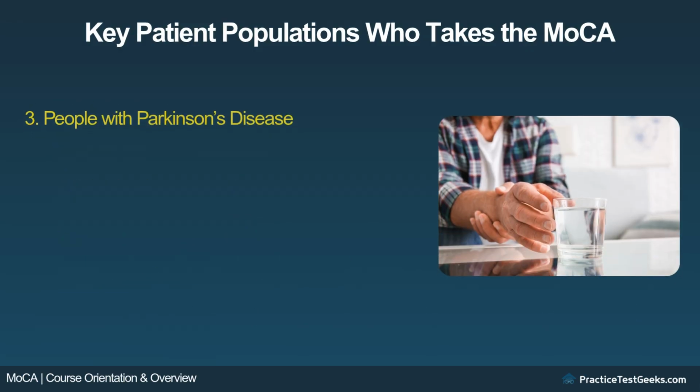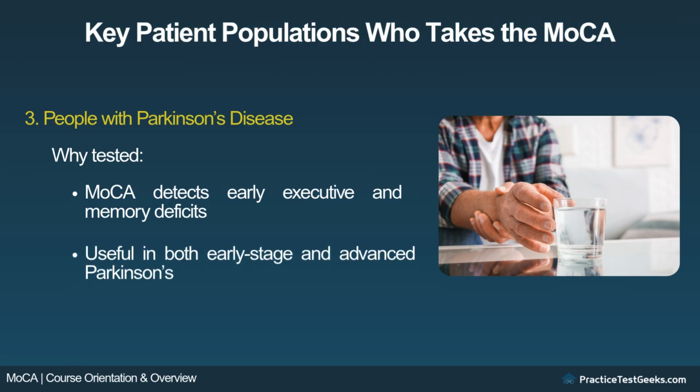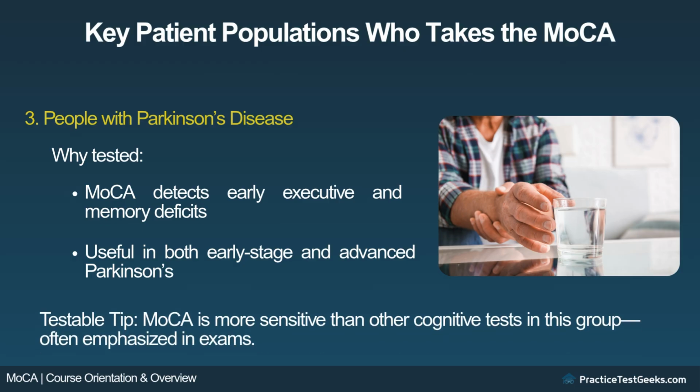3. People with Parkinson's disease. Cognitive symptoms can appear early in Parkinson's, even before motor decline becomes severe. Why tested? MoCA detects early executive and memory deficits, useful in both early stage and advanced Parkinson's. Testable tip. MoCA is more sensitive than other cognitive tests in this group, often emphasized in exams.